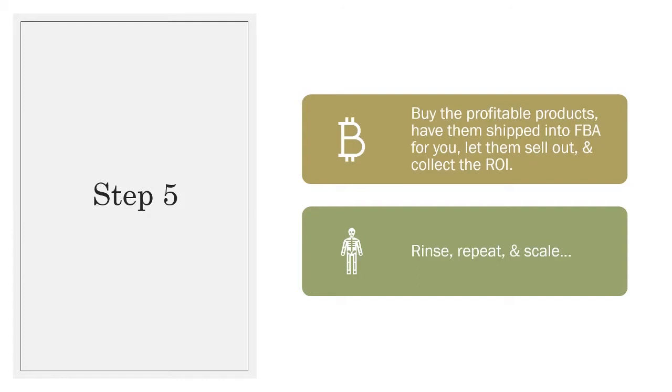But the majority of the time, you're going to have it shipped into FBA directly from the wholesale supplier, and then you never actually have to touch the products. They'll do all the packaging for you. FBA will receive them and label them for you, and boom, that's how you can scale it quickly with a lot less of your time, right? So buy the profitable products, have them shipped into FBA, let them sell out, and then collect the ROI, okay? Rinse, repeat, and scale. It's really that simple.